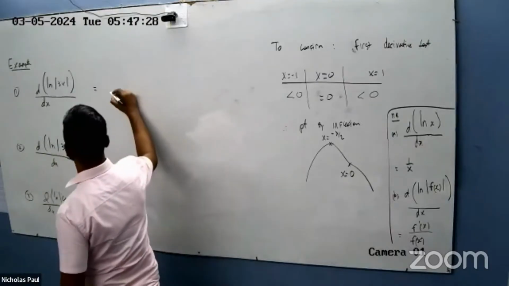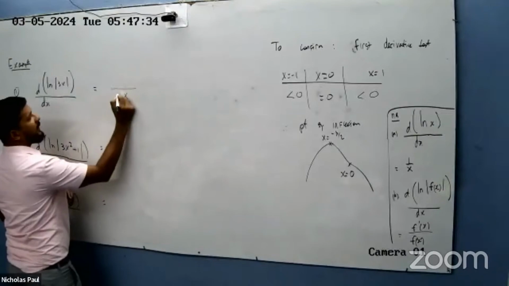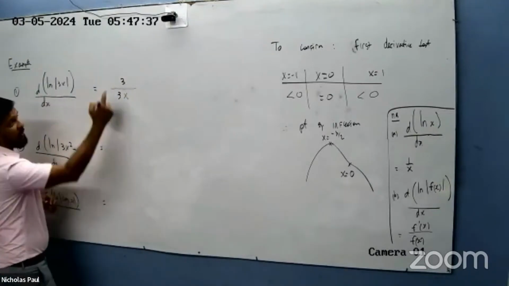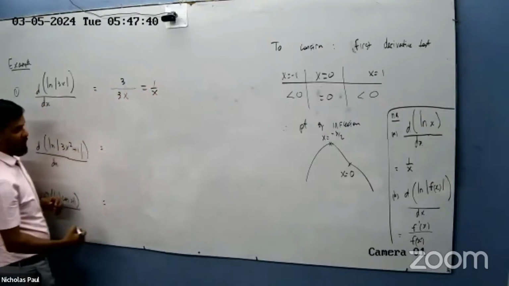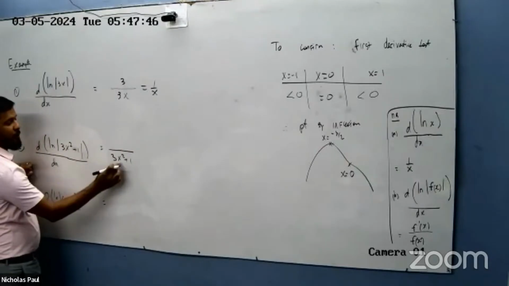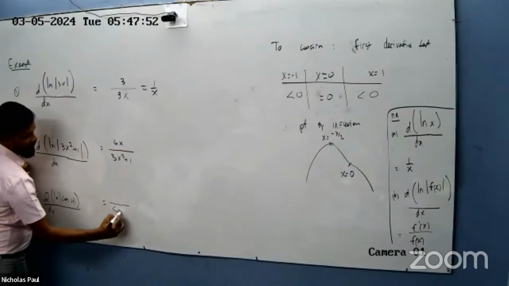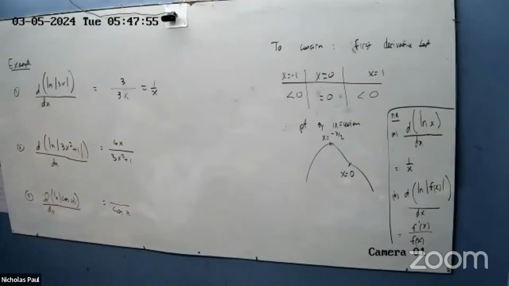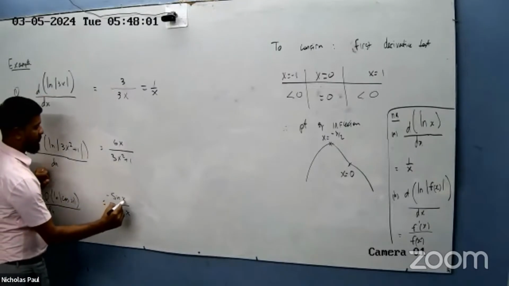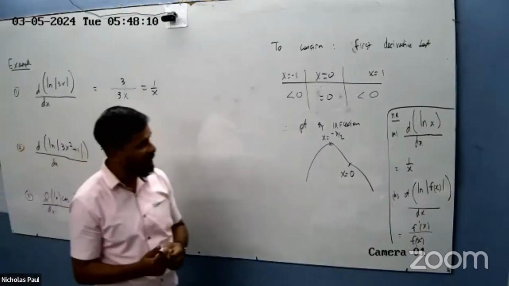So what we have here, 3x in your denominator, and your numerator is the differential of this, which is 3. 3 will cancel and you'll get 1 on x. Here, your denominator is 3x squared plus 1, and your numerator is the differential of this, which is 6x. Here, your denominator is cos x, and your numerator is the differential of cos x, which is minus sin x. Nice. So I wanted to go over that because I forgot to do that last week.